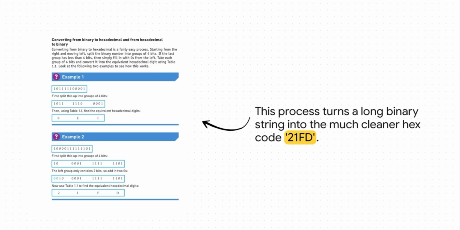And this shows you just how powerful that is. I mean, look at that long binary number up top. It's just a jumble of digits, right? It's noise. But by breaking it up into those groups of 4 and just translating them, it becomes the clean, simple, and much more memorable 21FD.